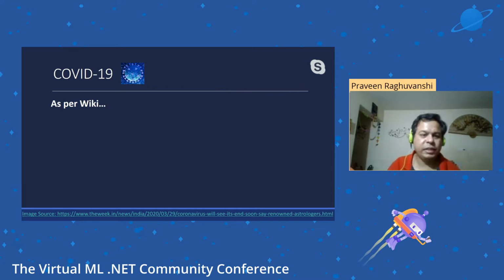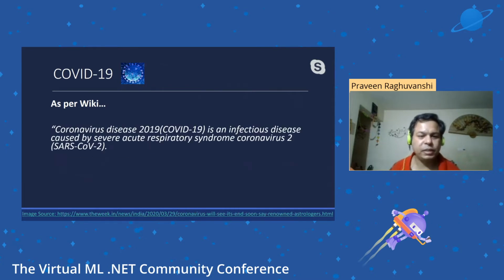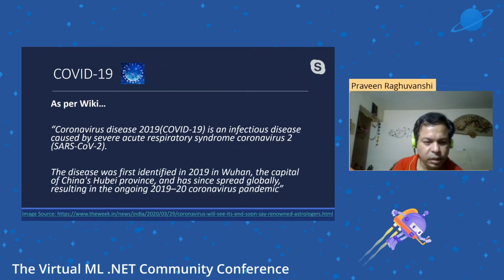So COVID-19, what is it? As per Wiki, this is coronavirus disease 2019, a short form acronym for COVID-19. It's an infectious disease caused by severe acute respiratory syndrome coronavirus 2, so they call it SARS-CoV-2. The disease was first identified in 2019 in Wuhan, the capital of China's Hubei province, and has since spread globally, resulting in the ongoing 2019-20 coronavirus pandemic.